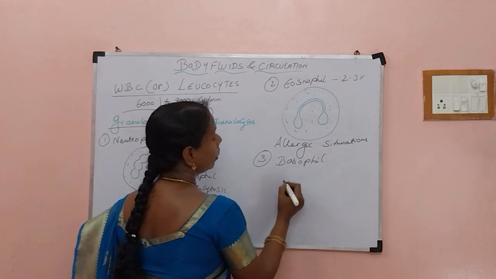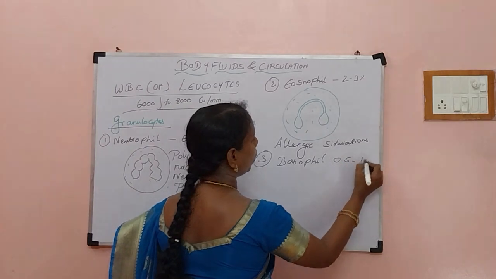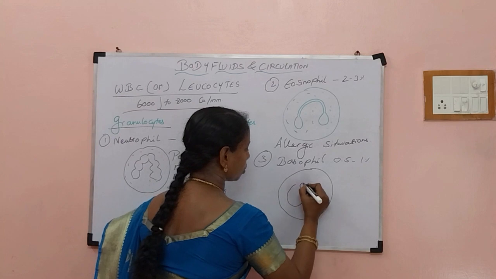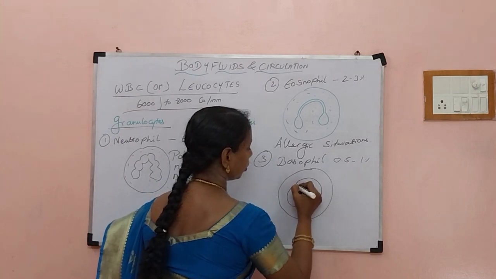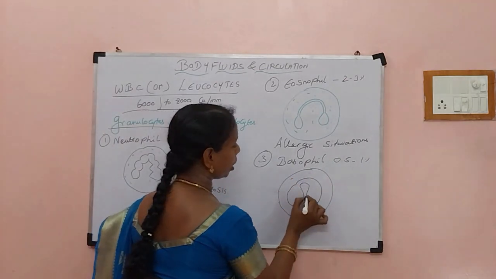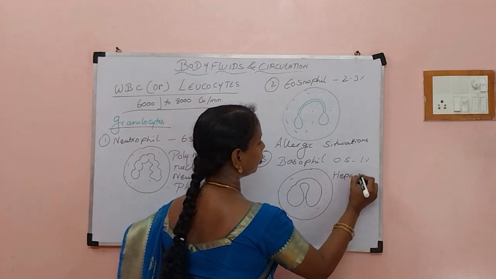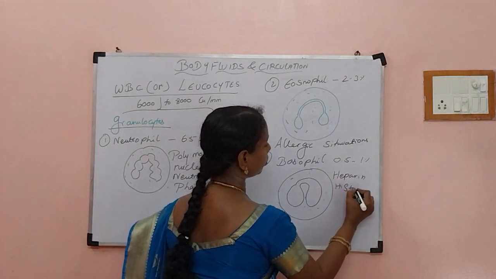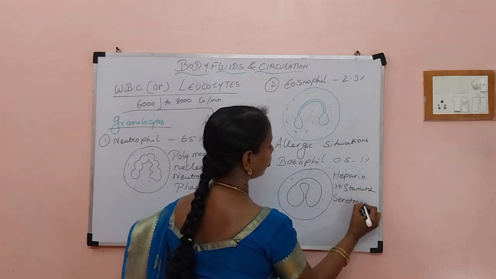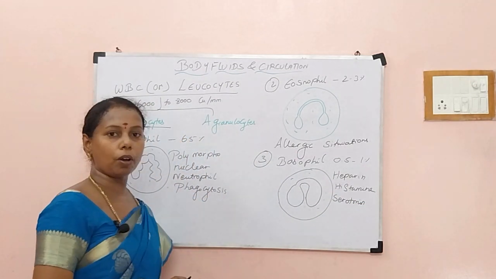The third one is basophil, which is also a granulocyte. The least count of WBC is basophil, which is 0.5 to 1 percent. You can find a bilobed structure, and it is a granulocyte. It also secretes three components, which are heparin, histamine, and serotonin. So these three components are secreted by basophil. This is also a possible question.